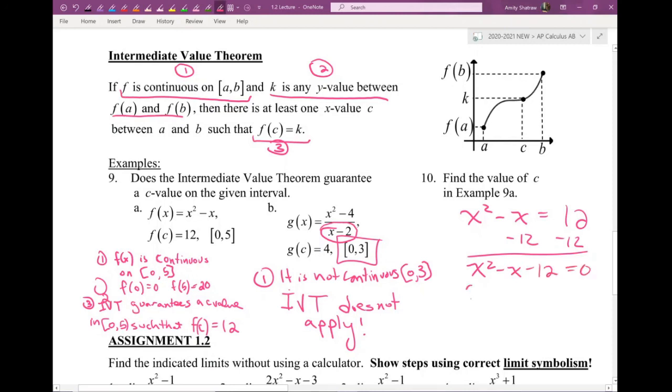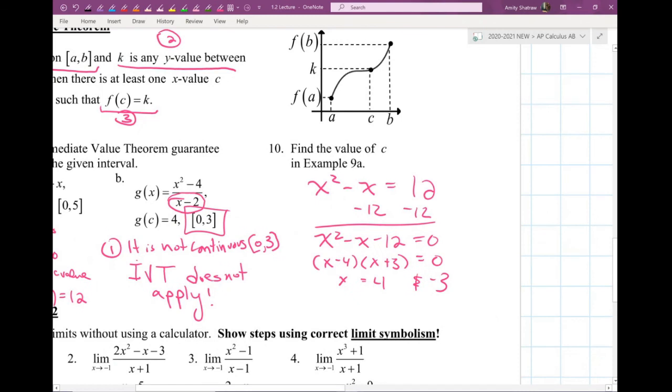And I factor it. I get x minus 4, and I get x plus 3, and that equals 0. And so my answers are x equals 4 and x equals negative 3. Guess what is not in my interval? Remember, my interval was from 0 to 3, so negative 3 would not be in that. Therefore, this is my c value.